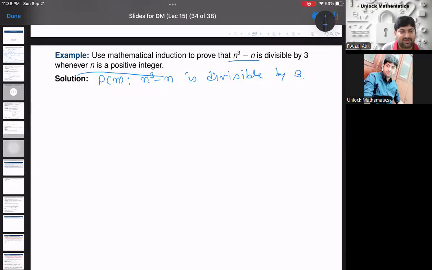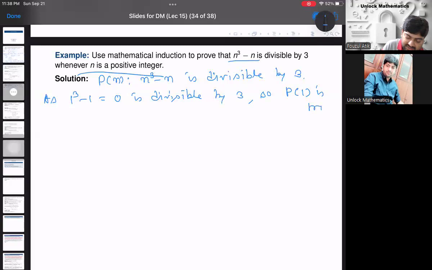Now what is P of 1? P of 1 is true or not? Yes, 1 cube minus 1 is 0, which is divisible by 3. So therefore P of 1 is true. As 1 cube minus 1 is equal to 0, which is divisible by 3, P of 1 is true. Base case is done. Now the inductive step.